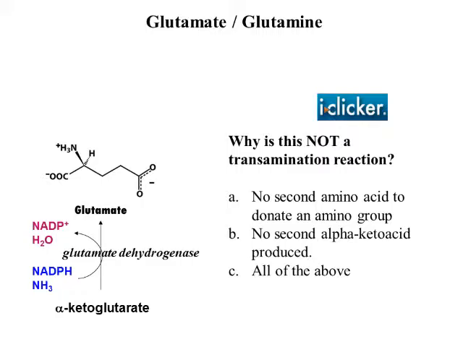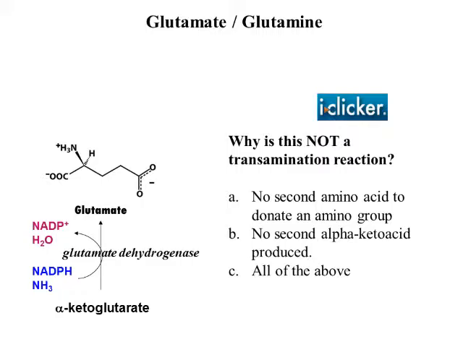What are people saying? People are saying all of the above. That's right. There's no second amino acid and there's no second keto acid. That's how we define transamination. Remember where we define it? In the aspartate malate chart, right? That's where we define it.